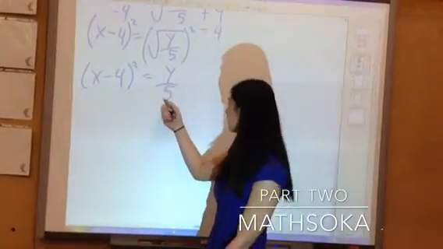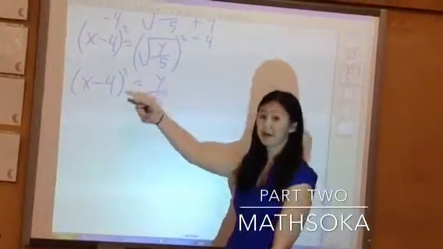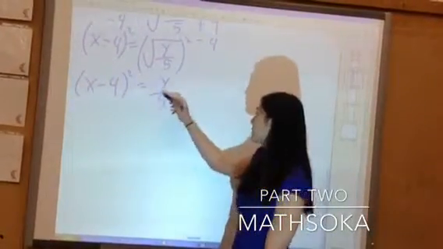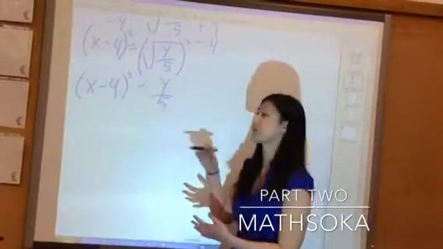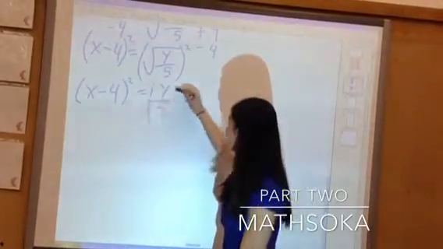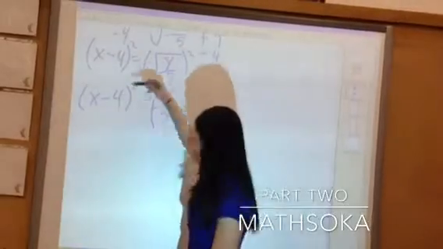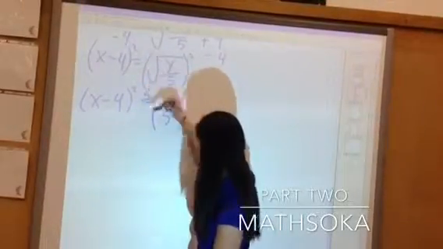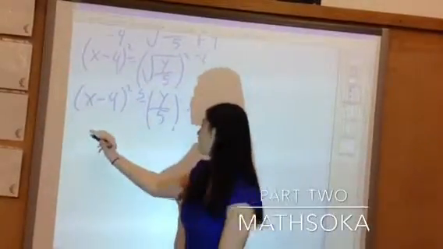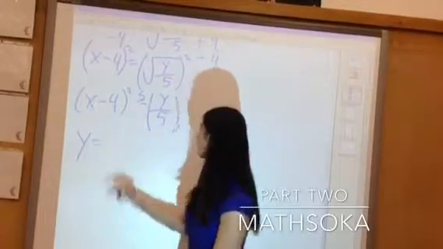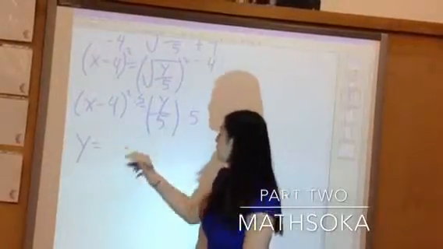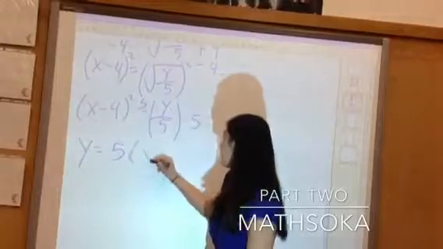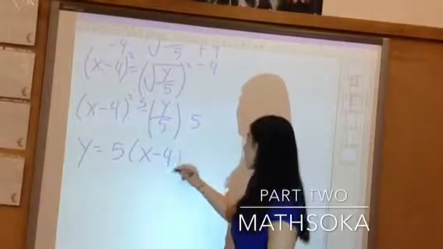Now, the last thing we're going to do is multiply by 5 on both sides because right now we're dividing, so we need to do the opposite, which is multiplying. So we're multiplying both sides by 5. And I'm going to put a times 5 over here. So this is just going to go y equals, I'm just switching the sides here. So it's going to be y equals 5 times x minus 4 squared.